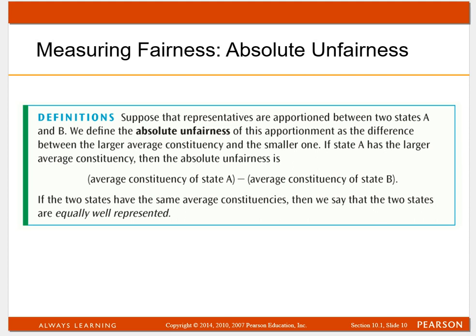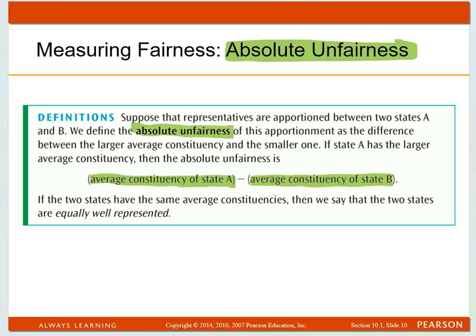Okay, now that we've talked about average constituency, we can now talk about calculating absolute unfairness. And this is very simple. All you have to do is calculate the average constituency of one group and subtract the calculation of the average constituency of the other group. And the difference is the absolute unfairness.